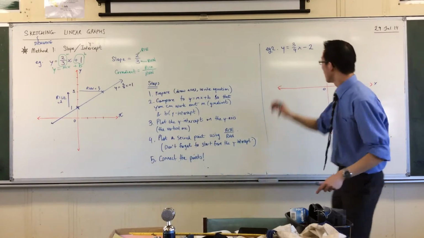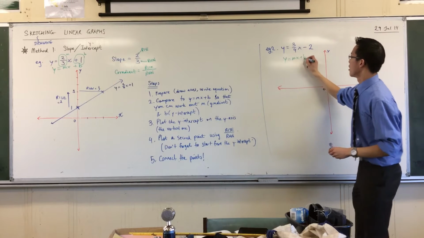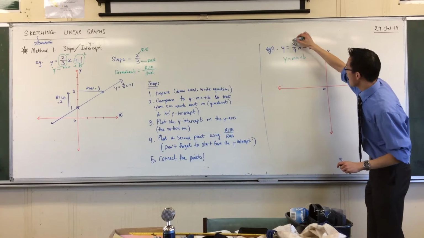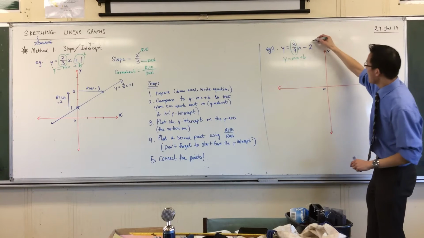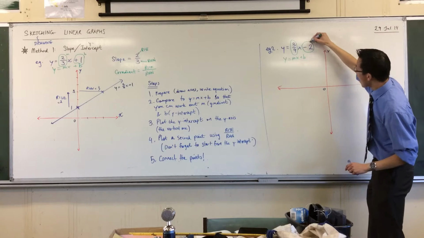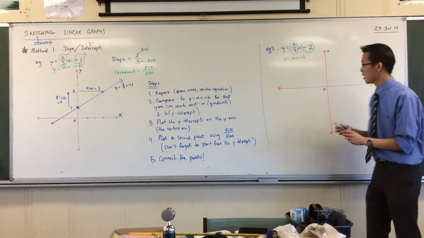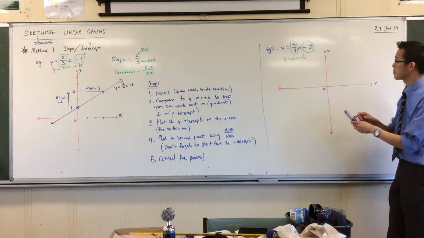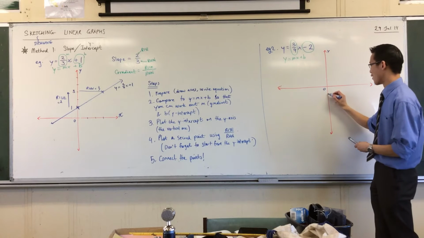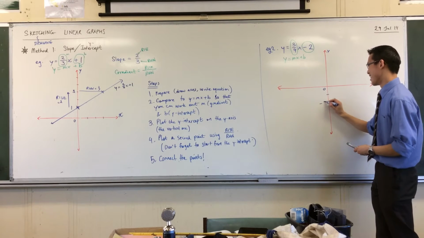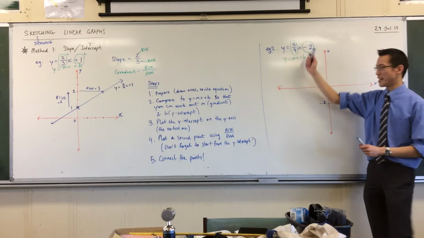All right, so I look at this and I'm comparing it to this. I notice there's the gradient m. M's right in front of the x, and there, including the minus, there's the y-intercept, the b. So then I'm going to say, well, I'll start with the y-intercept. I go down to -2. Here's the y-axis here, so I go 1, 2. There's -2. So y-intercept.